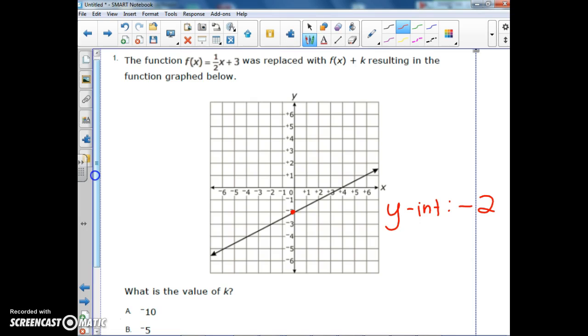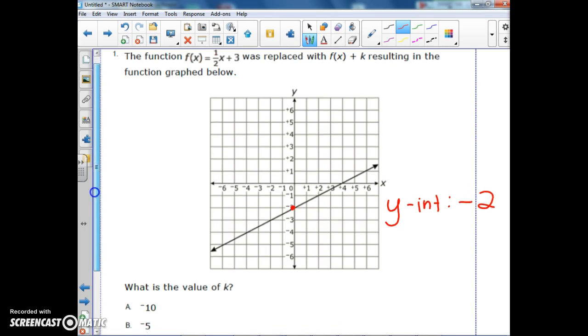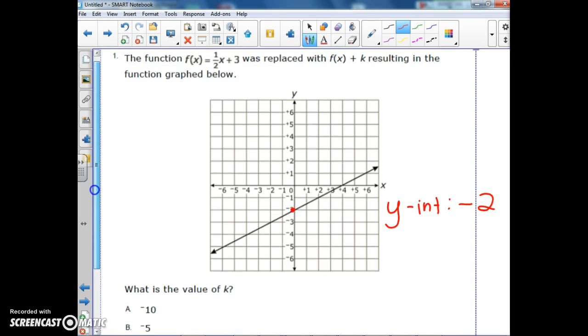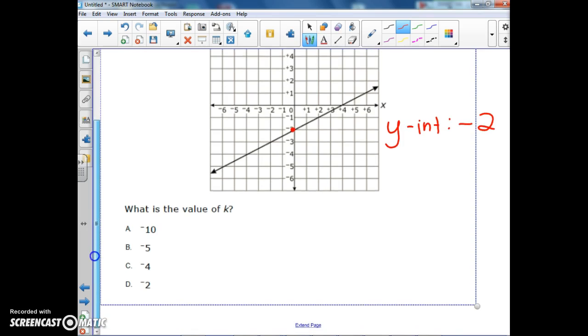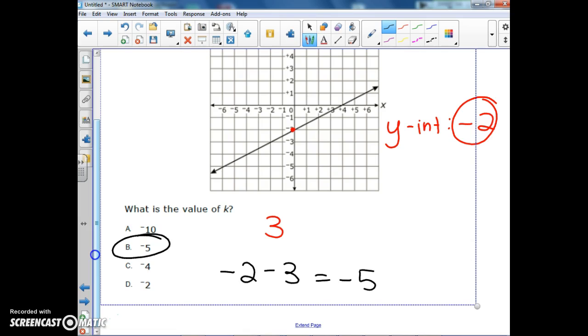You should have paused the video. Now we're going to work it out together. We have f of x equals 1/2 x plus 3, and we have the function moved down to negative 2. The y-intercept of f of x was 3, and now it's at negative 2. Take your y-intercepts and subtract them and see how they moved. So I'll take negative 2 minus 3, and that will give me negative 5. So what is the value of k? It is negative 5.